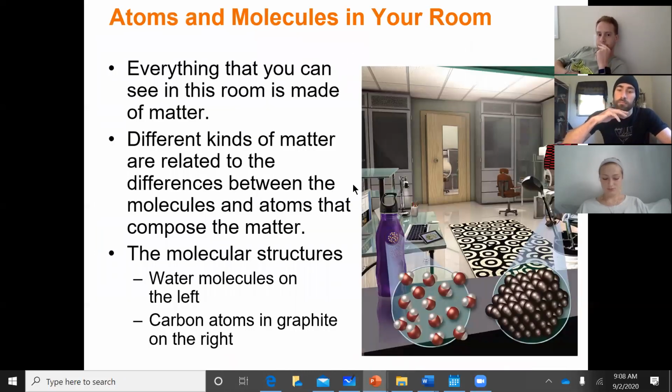So atoms and molecules in your room. Everything that you can see in your room is made of matter. If you can see it with your eyes, you're picking up matter with your eyes. There are different kinds of matter, related to differences between the molecules and atoms. So when you see a cup of water versus a pen, those things are made up of different molecules and atoms that are giving, on the microscopic scale, different properties on a macroscopic or a human scale.